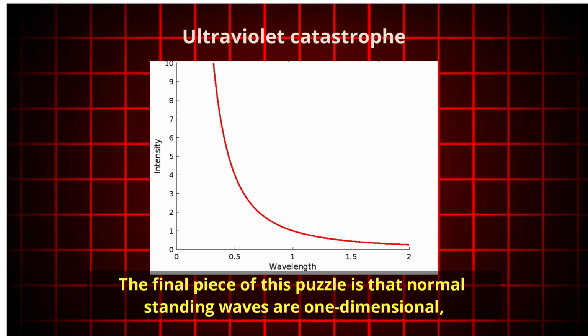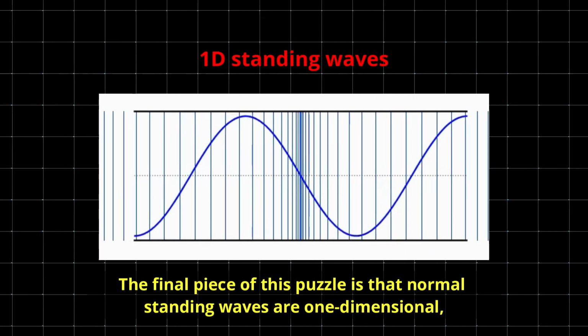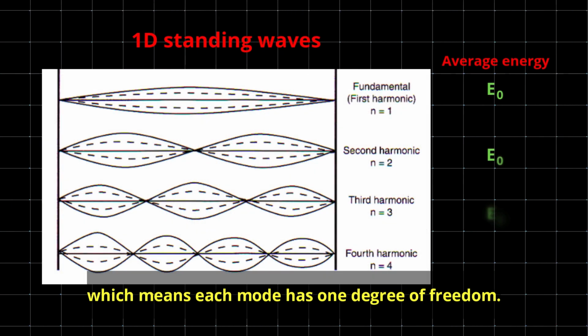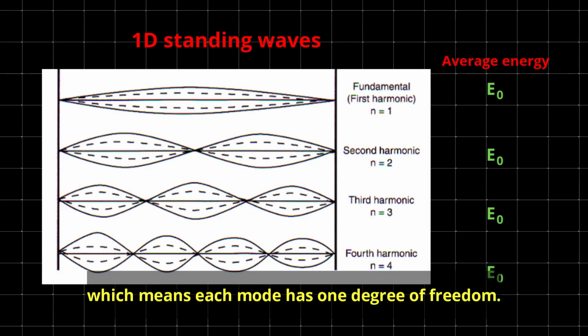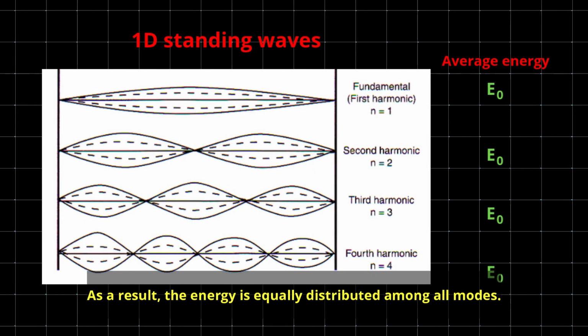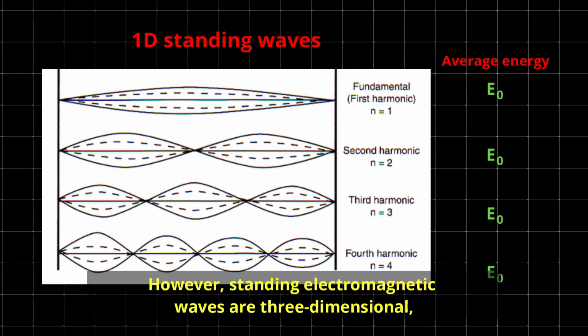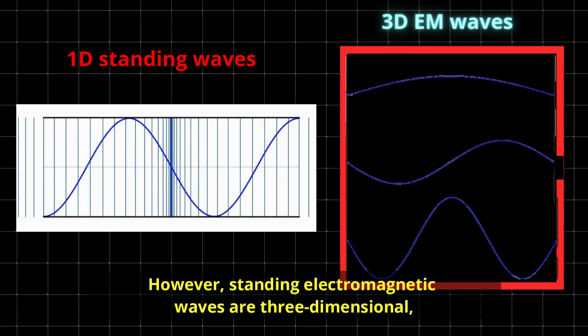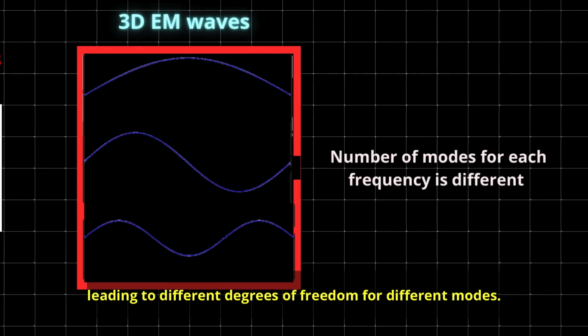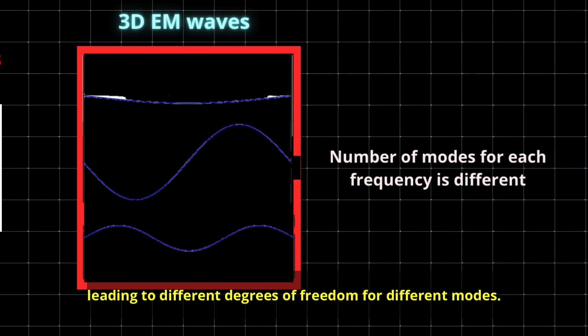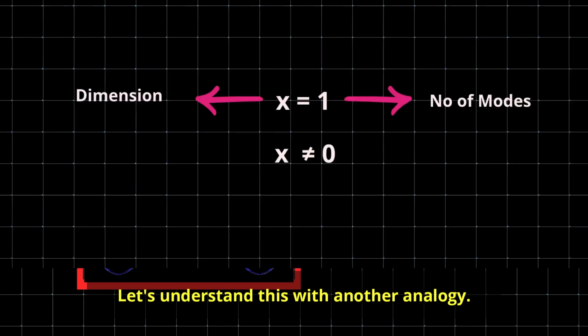The final piece of this puzzle is that normal standing waves are one-dimensional, which means each mode has 1 degree of freedom. As a result, the energy is equally distributed among all modes. However, standing electromagnetic waves are 3-dimensional, leading to different degrees of freedom for different modes. Let's understand this with another analogy.